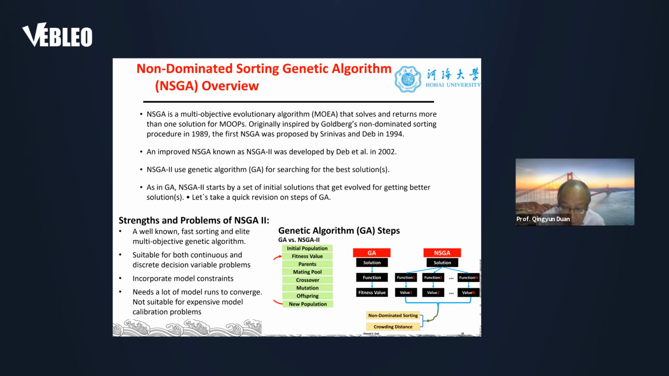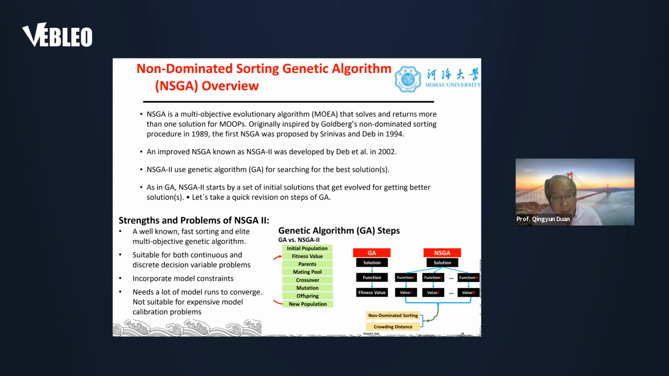And here is the difference. Here it is straightforward. You just compare the value of a single objective function. But here you have to sort this thing. So non-dominated sorting is a key procedure, and also the crowding distance.